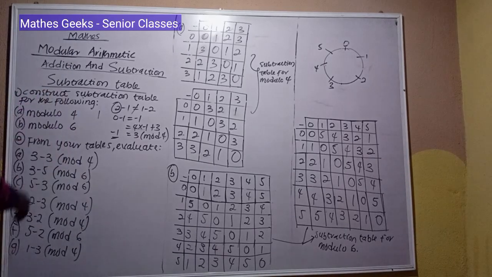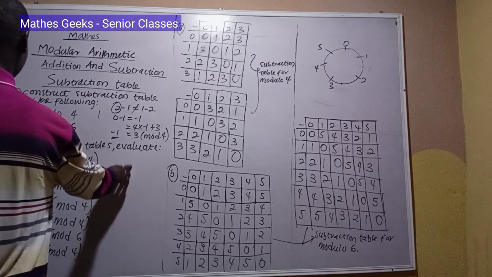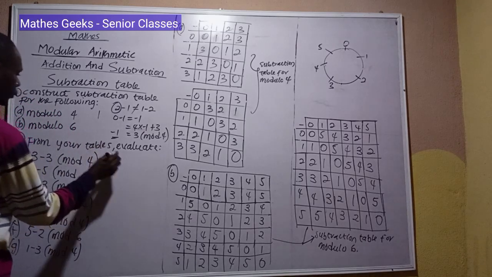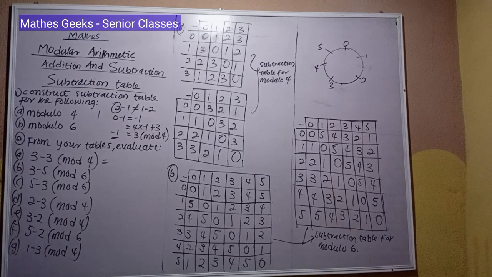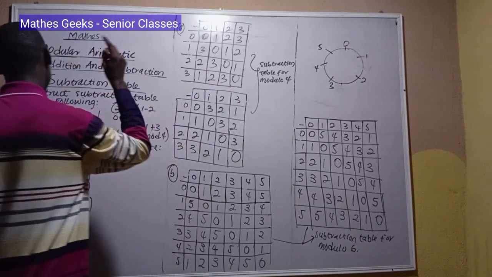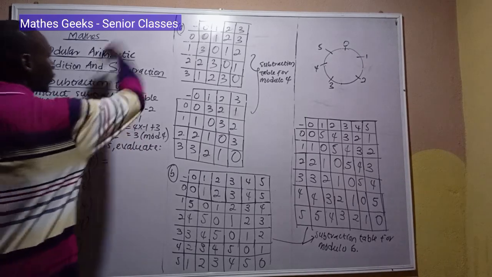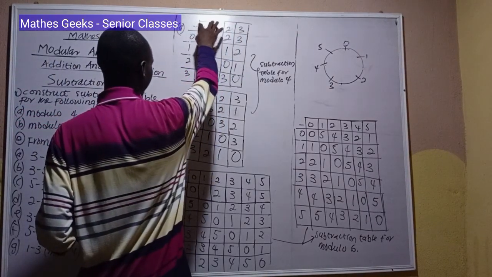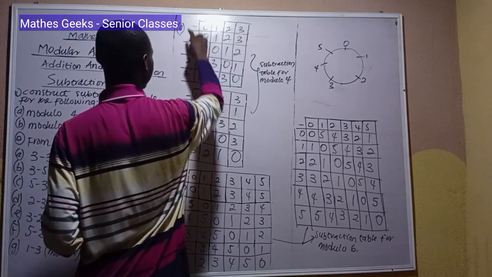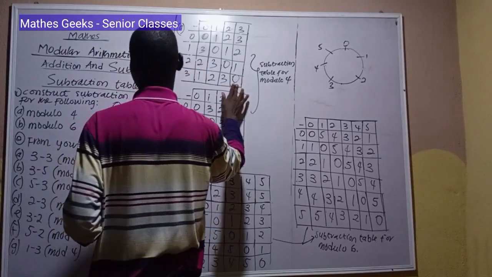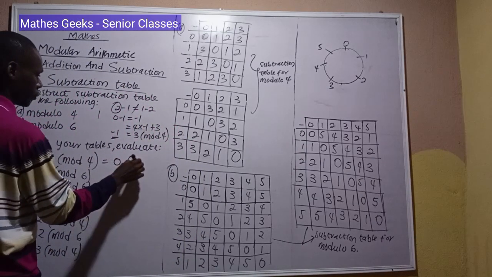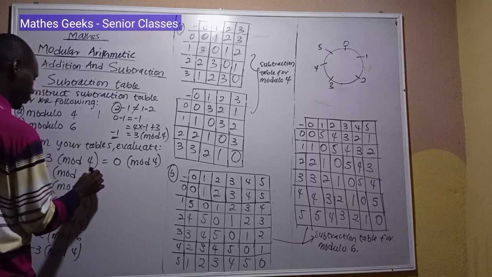So let's solve the questions we have here. On your tables, evaluate 3 minus 3 in mod 4. If we're going to start with the row, we come here. 3 minus 3 is 0. So 3 minus 3 is 0 in mod 4.